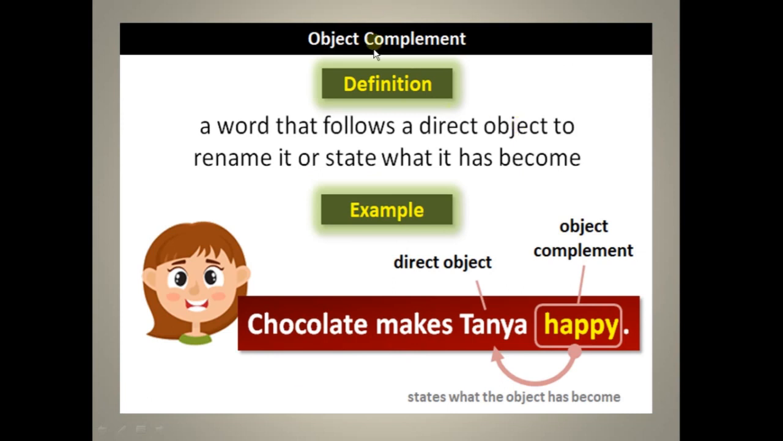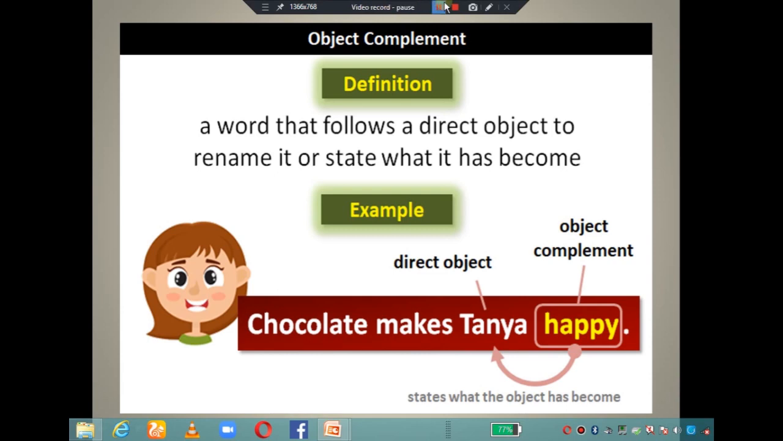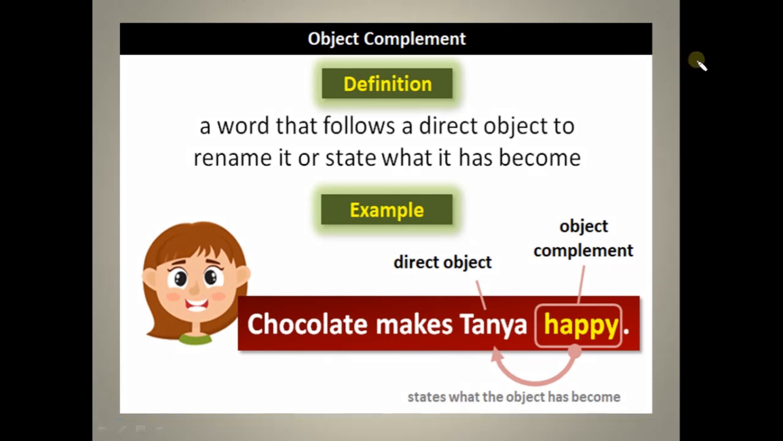This is the objective complement. It's very easy. A word that follows a direct object to rename it or state what it has become. Simple. In this, definitely you will get the object. You will get the direct object. Chocolate makes Tanya happy. Now you see Tanya, chocolate. Here, what is the subject? Chocolate. This is a subject. Okay. Makes. This is our verb. Chocolate makes who? Tanya. So we have got the answer of who, meaning this is a direct object.